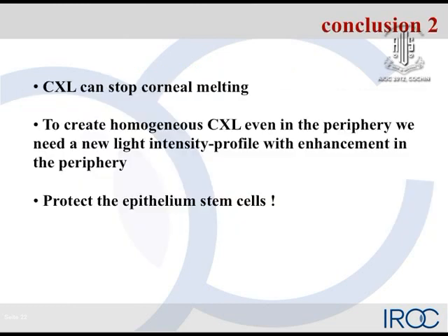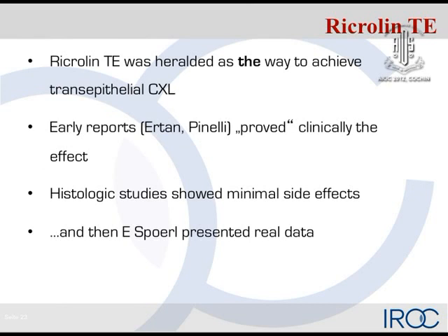Conclusion number 2, and I still have 5 minutes to go: cross-linking can stop corneal melting. And to create homogeneous cross-linking over the whole area of interest, we need an increased intensity profile in the periphery. Therefore, in the majority of the cases in the future, we will have to protect the epithelium stem cells. Now, let's come to my last topic, 4 minutes and 50 seconds.